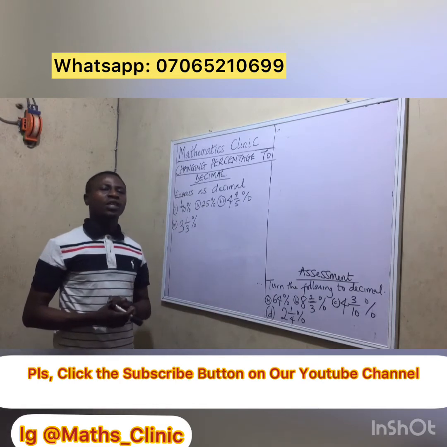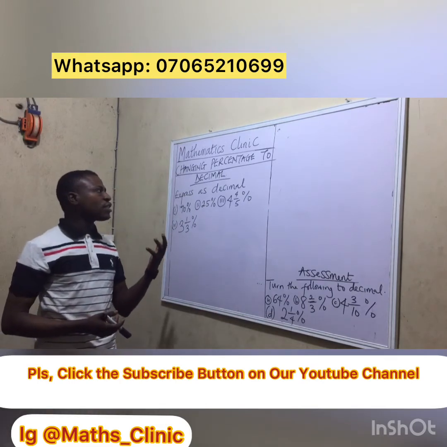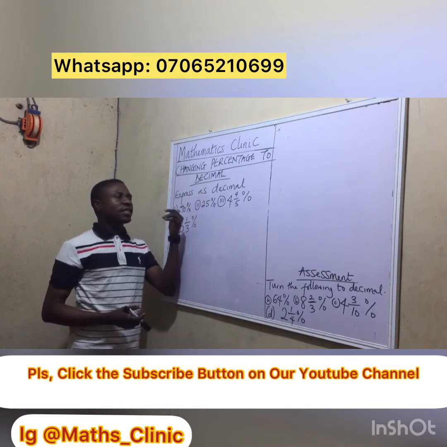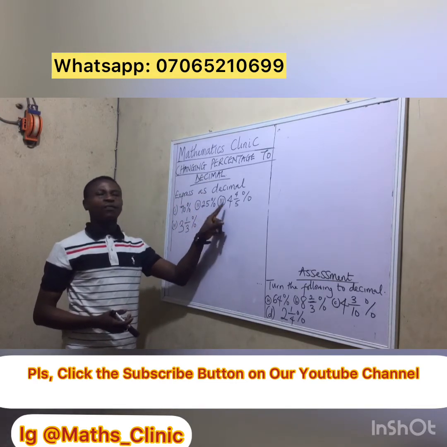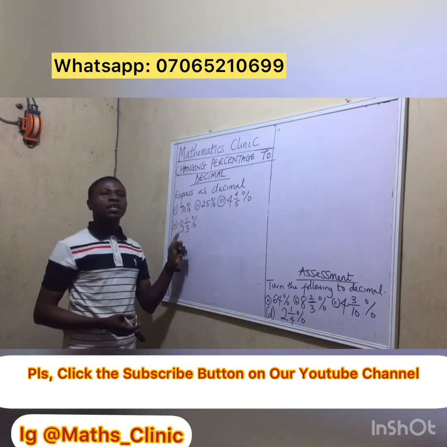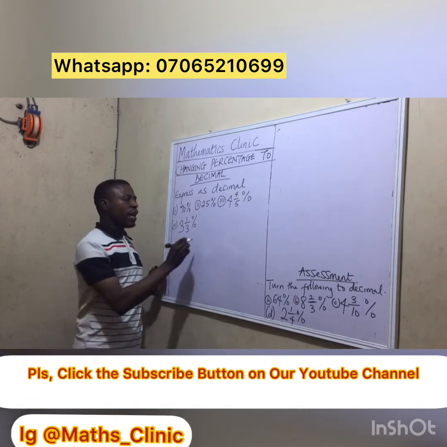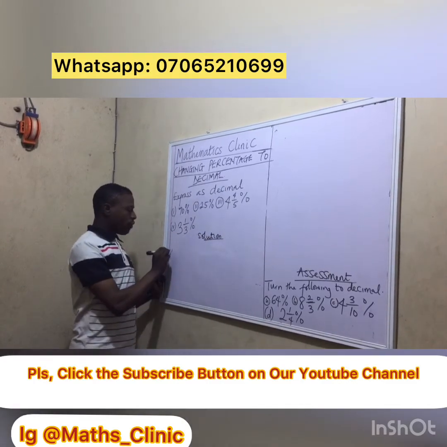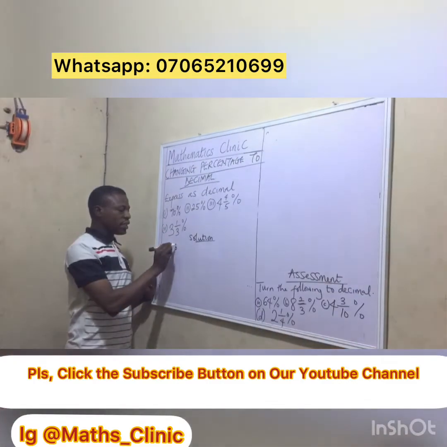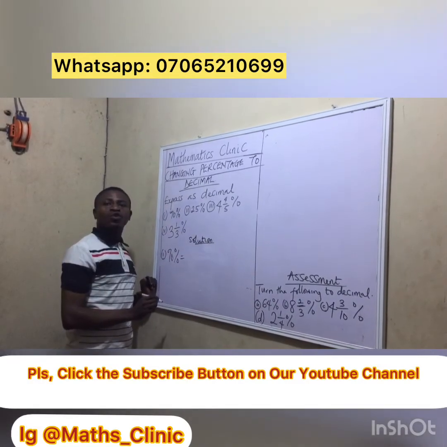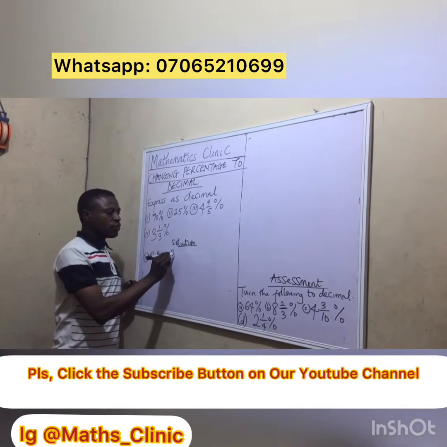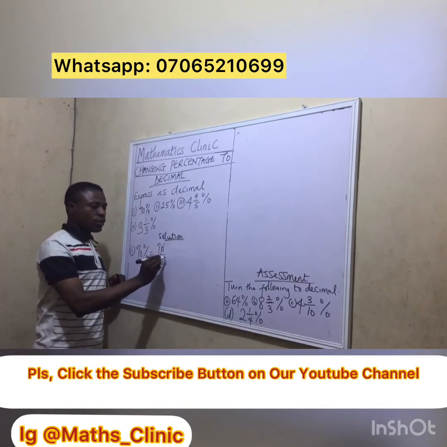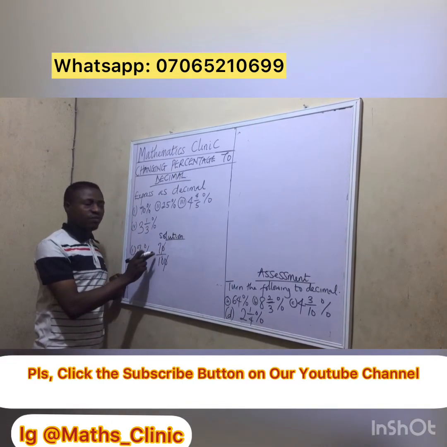Changing percentage to decimal. When you're asked to change percentage to decimal, let's say, for example, express as decimal 70%, 25%, 4 over 5%, 3 and 1 over 3%. If you are asked to change it to decimal, this is what we are going to do. The first one, 70%. What are you going to do first? It's the same as 70 over 100. What's common? 0 cancels 0. You are left with 7 over 10.